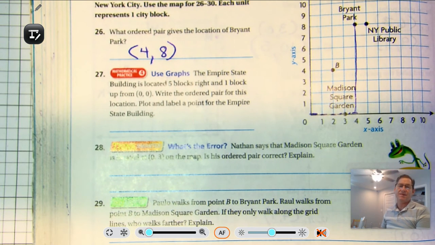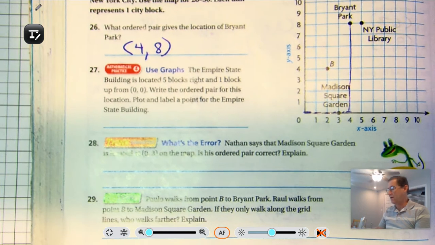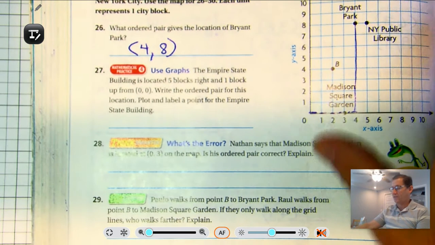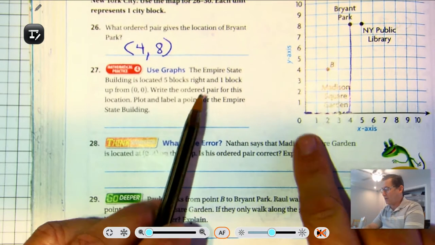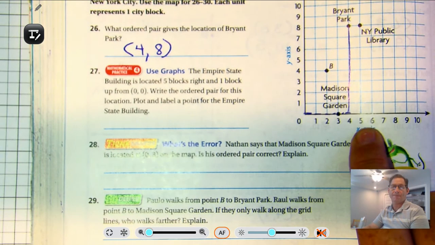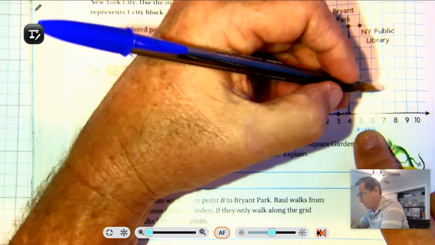27. The Empire State Building is located 5 blocks right and 1 block up from the origin. Write the ordered pair for this location, plot and label a point for the Empire State Building. Okay, so we look on here, we notice that the Empire State Building is not there. So it tells us from the origin, go 5 blocks right and 1 block up.